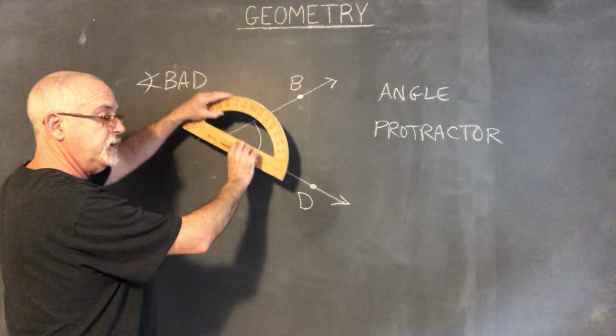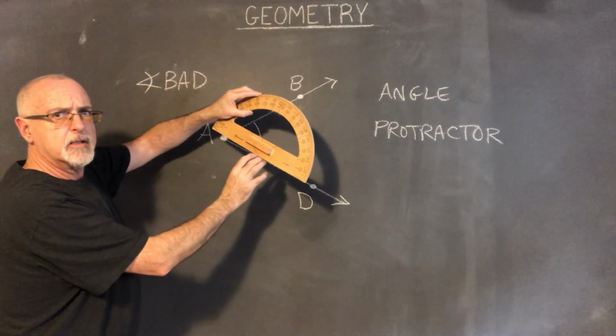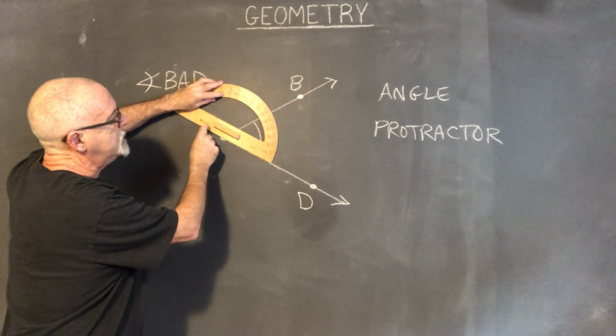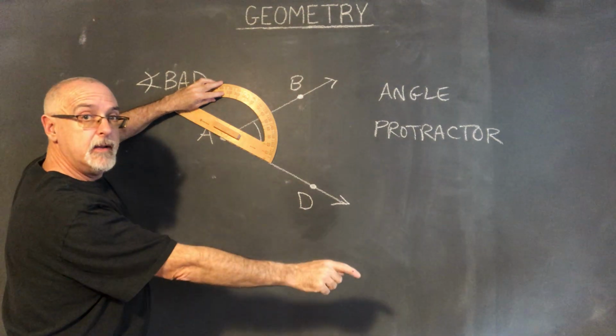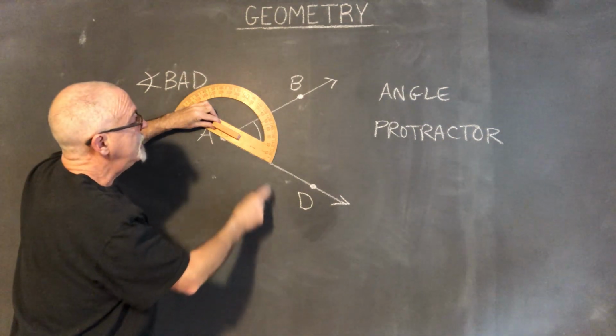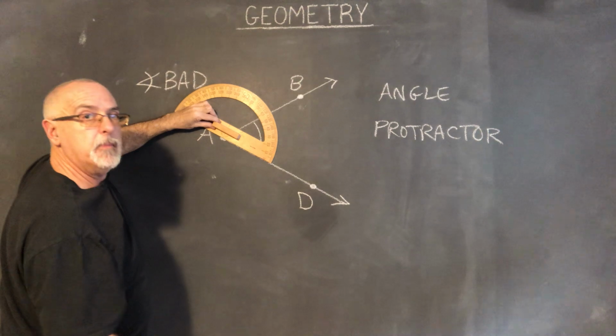So first, I'm going to get my 0 dot. I like to call this the 0 dot. I don't think that's an official name. Put the 0 dot on vertex A and make sure the baseline goes along ray AD. And now I want to measure, okay, how wide is this angle? What I'm going to do is I'm going to use these numbers. I need to count up from 0.